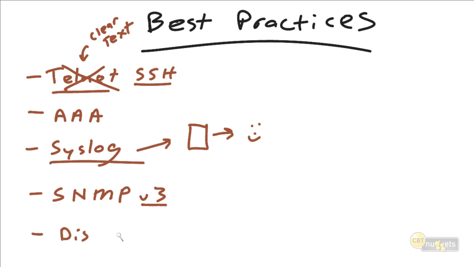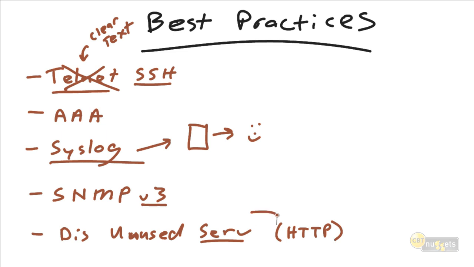Have them disable any unused services. So if they're not using the particular services that exist on a particular device, have them disable them. A great example of this is HTTP. You see so many Cisco devices with the built-in web server turned on unnecessarily. They're not using it for anything.